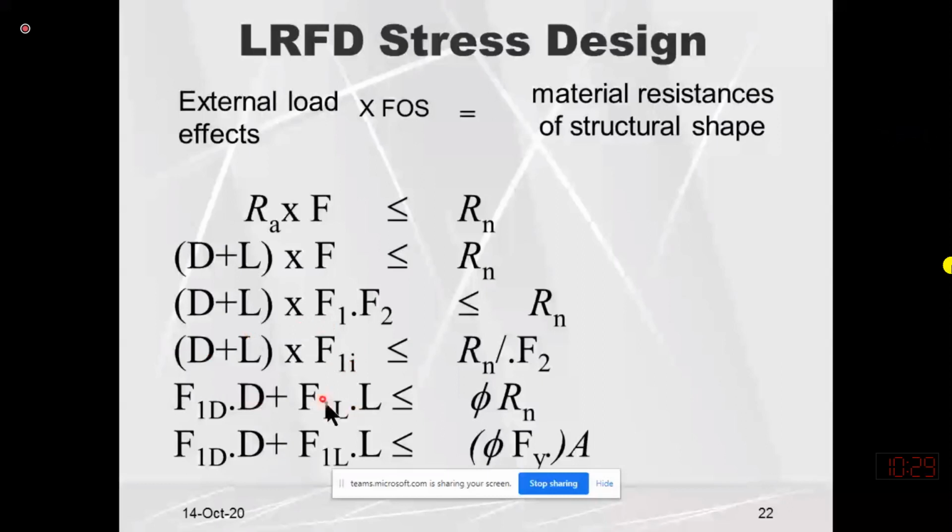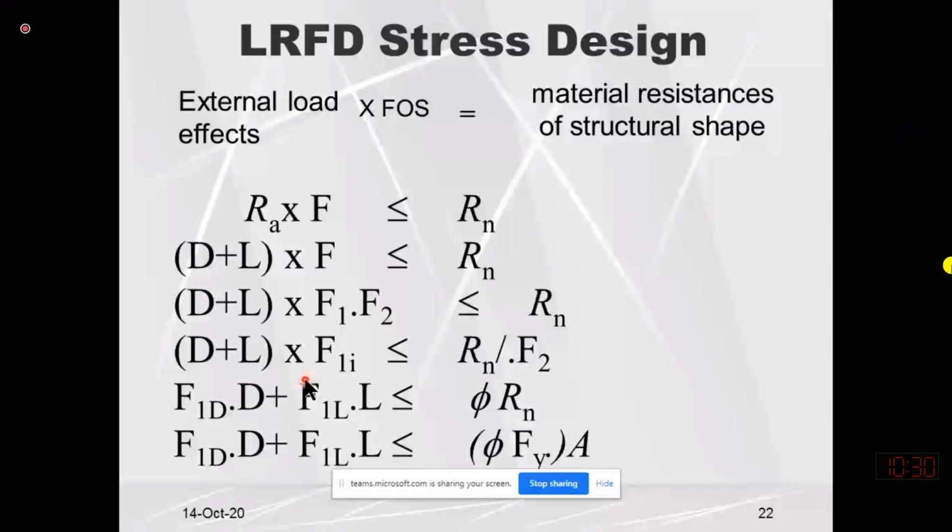So why are we using different factors of safety for dead load and live load? To make our design more realistic. Because in ASD, if we are using a constant factor of safety with dead load and live load, it means that we are also increasing the dead load maybe beyond some realistic point of view or engineering point of view. So the factors of safety which we use for the dead load and live load have been specified by AISC for the different design methods.